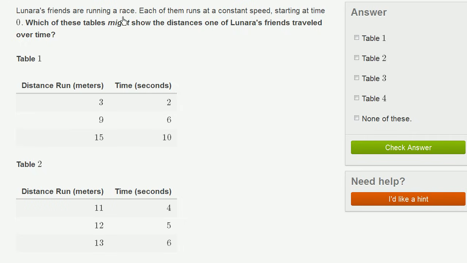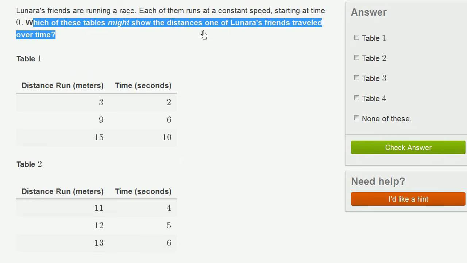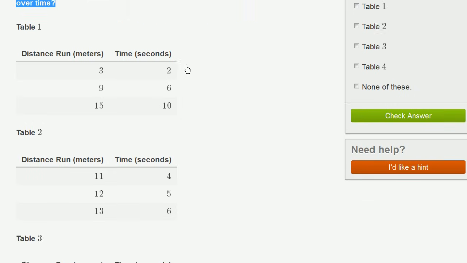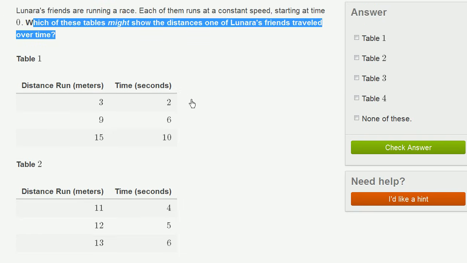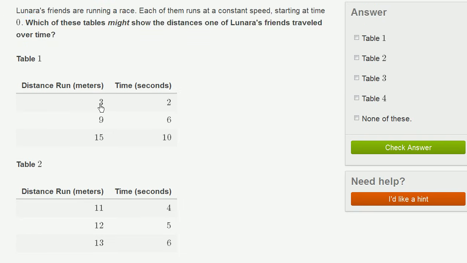Lunara's friends are running a race. Each of them runs at a constant speed starting at time 0. Which of these tables might show the distances one of Lunara's friends traveled over time? So they're running a race. Each of them runs at a constant speed starting at time 0. So table 1, distance run in meters. So they're running at a constant speed. So the ratio between distance and time should be constant throughout all of these possible tables.